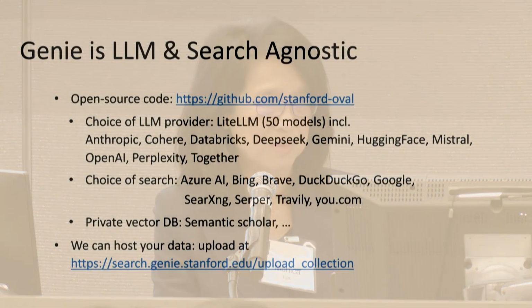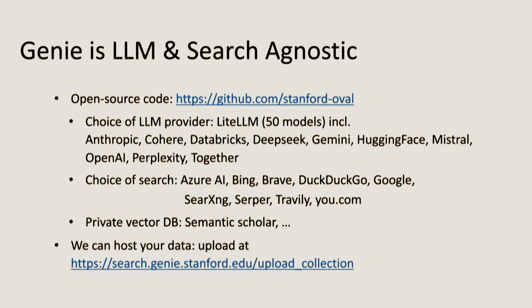Another thing I wanted to emphasize is that we are LLM and search engine agnostic. We have created this open source software. We have a lot of people downloading our software, and they also contribute back to it. At this point, for example, we have connected to LiteLLM, which actually has 50 models in it. I'm just putting down some of the common names that you may already know, so you can use any of these models. It is already built into the code. We also have a choice of search engine from Azure AI, Bing, Brave, DuckDuckGo, Google, and so forth. So you also have a choice of that.